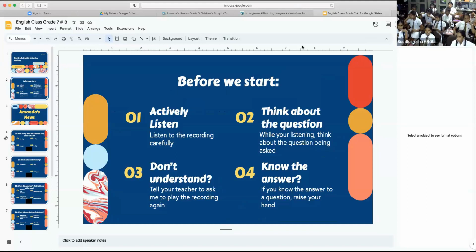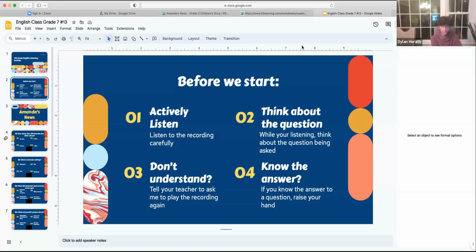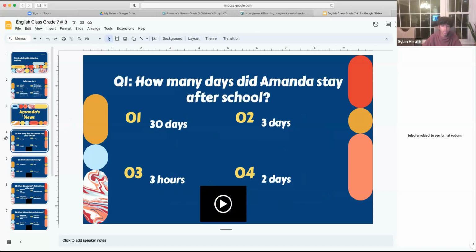And the last one, if you know the answer, instead of saying the number, I want everyone to say the actual answer together. So, for example, if you think the answer is number three, I want you to say 3 hours instead of just saying number three or putting up three fingers. Say 3 hours.